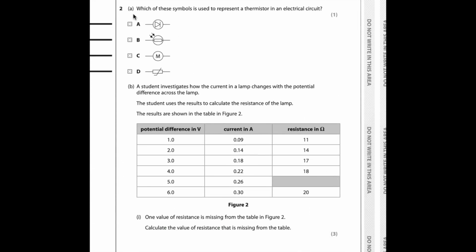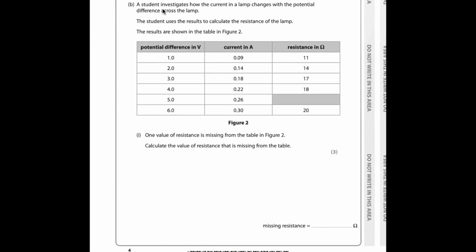Question 2. Which of these symbols is used to represent a thermistor in an electrical circuit? Right, that's a diode, that's an LDR, that's a motor, and that is the thermistor. So the answer is D.